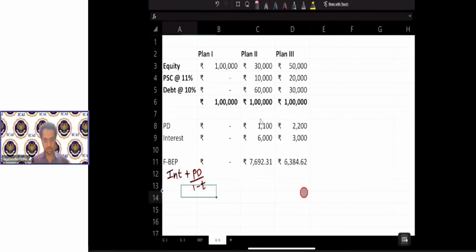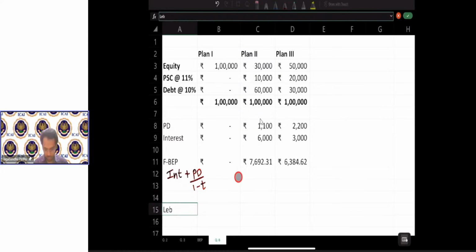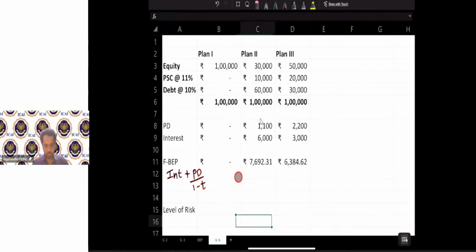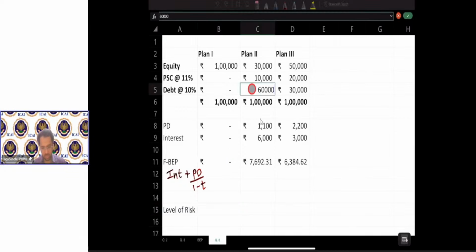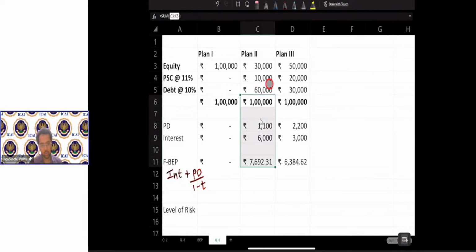Now, looking at this financial break-even point, if I ask you which plan is more risky and less risky, if we talk of level of risk: preference dividend and interest, financial break-even point is zero. So of course here there is no risk at all. Plan two is having a bit more risk for a simple reason. You need to have an EBIT of 7692.32 to make profit, because only after you start earning EBIT more than 7,700 approx, you start making profit. Otherwise, you are into the loss zone.